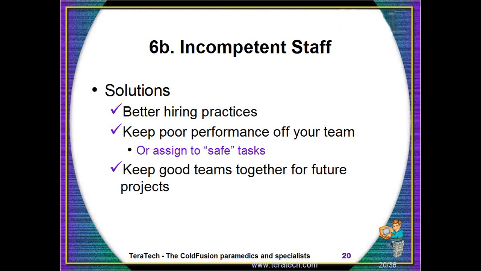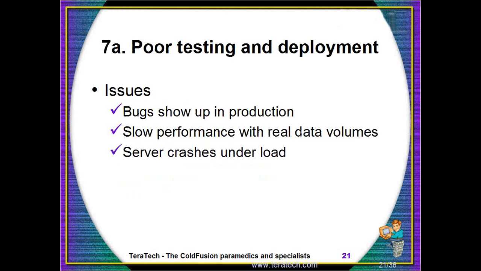So let's go to the seventh and final item on this webinar, which is poor testing and deployment, which I know a lot of people in the pre-webinar registration questions had issues with. Here are some of the issues I've come across over the years. Firstly, too many bugs showing up in production. Obviously, even one bug in production is one too many from the user's point of view. But I've seen systems where bugs are showing up every day in production.